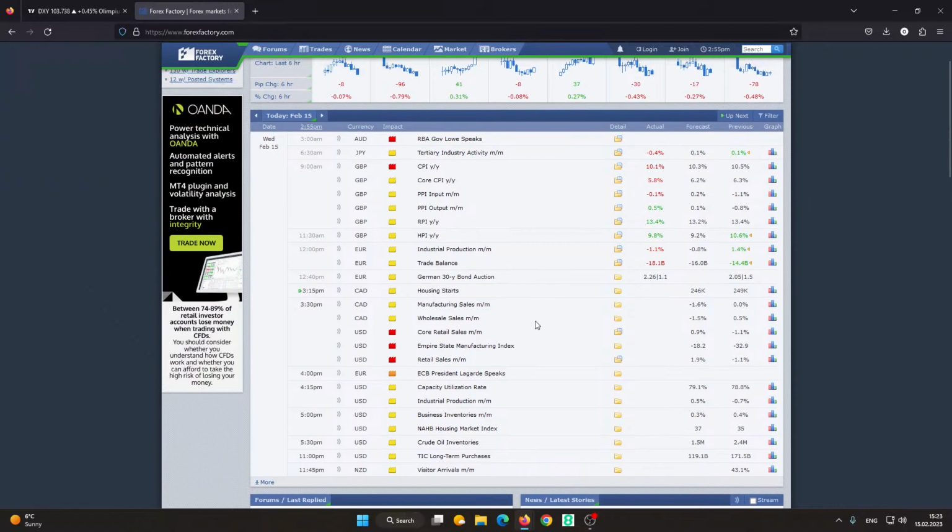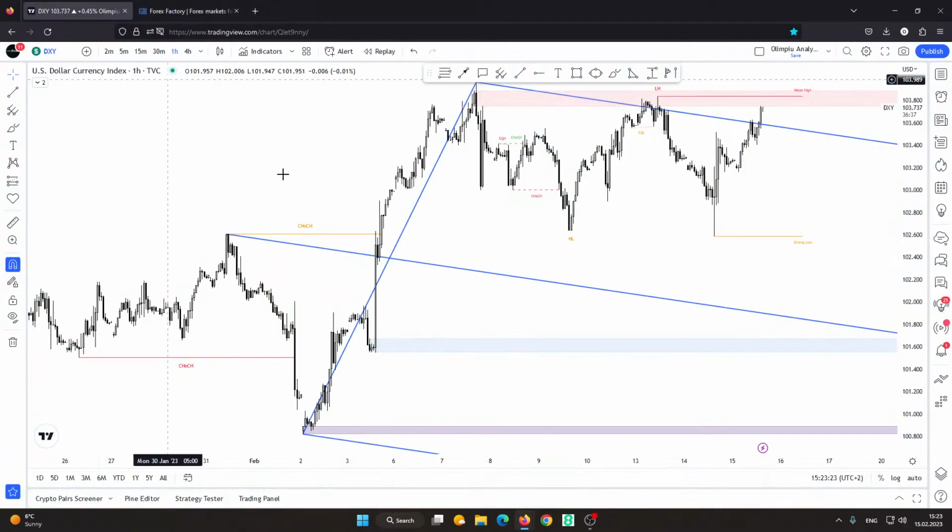Okay, so in less than 7 minutes, or in 6 minutes maybe, we'll have the retail sales, core retail sales, also Empire State Manufacturing Index, also later capacity utilization rate, industrial production. So high impact events, really important economic data.